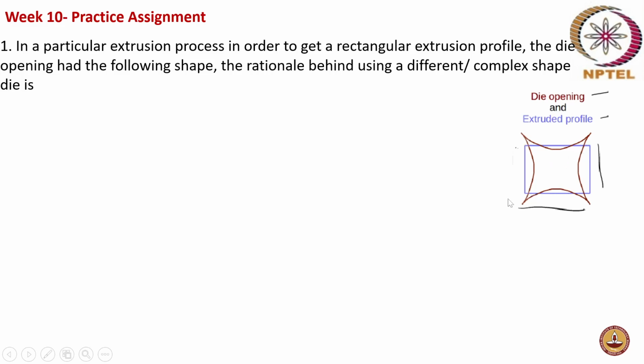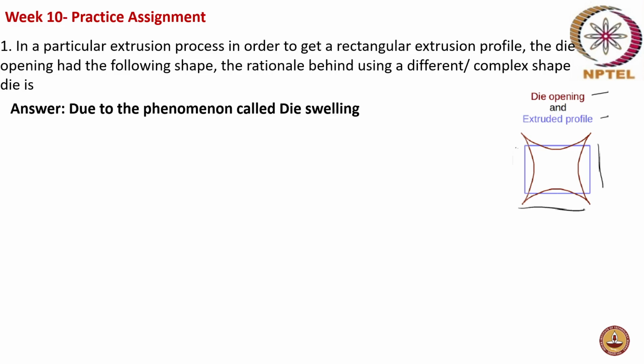So why was this complex shape chosen to obtain a rectangular extrusion profile? Why was a rectangular die not chosen? This is the question. So why is it so? The answer is, this is due to the phenomenon called die swelling.